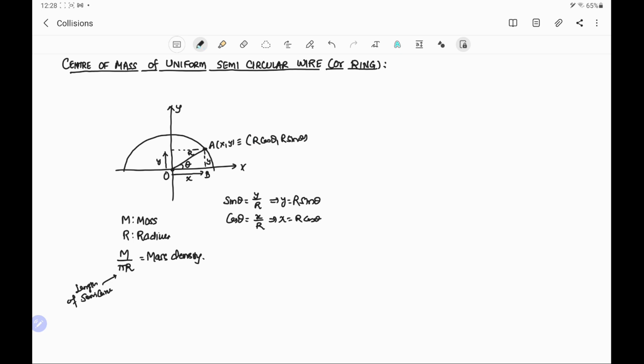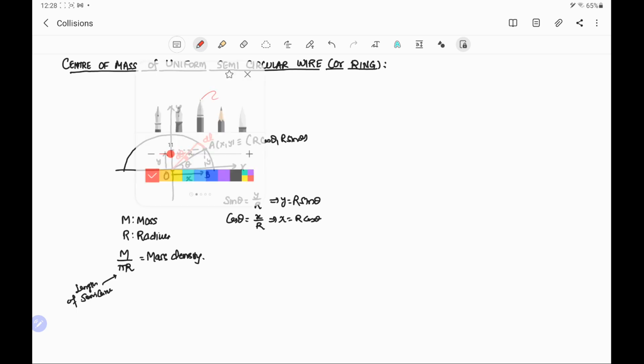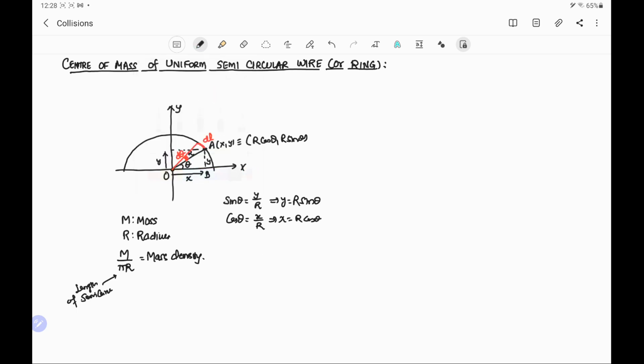Now we take an elementary length at point A, dl, and this dl makes an angle d theta at the center. Using the formula angle equals arc by radius, we can write d theta equals dl by r. So dl is equal to r d theta. This is the elementary length.